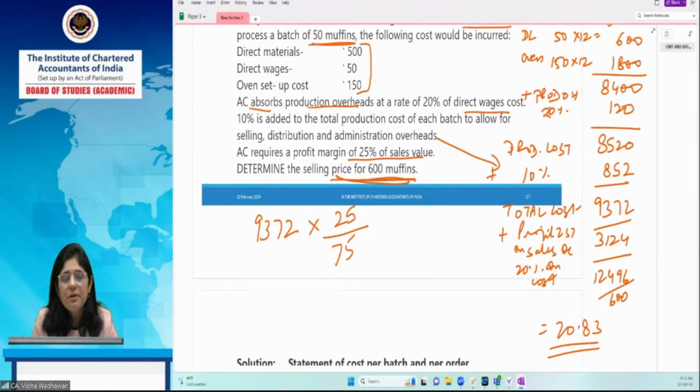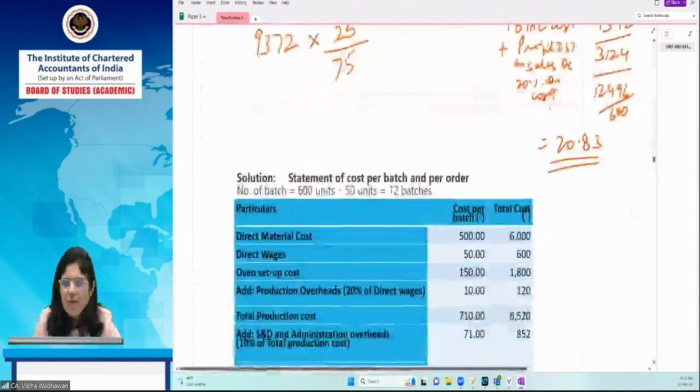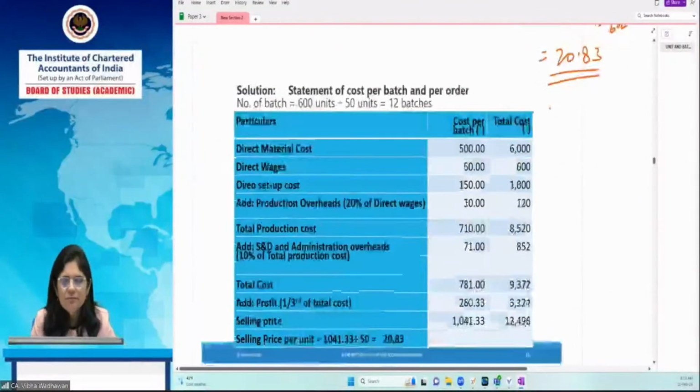You can calculate per batch also. Per batch of 50 units. So just continue with the first batch of 50 units. Yes, 3124 is the profit. Very good. Clear? So let's have a clear solution here.